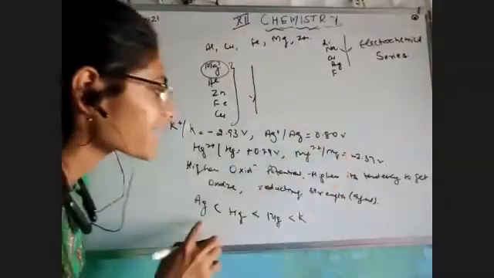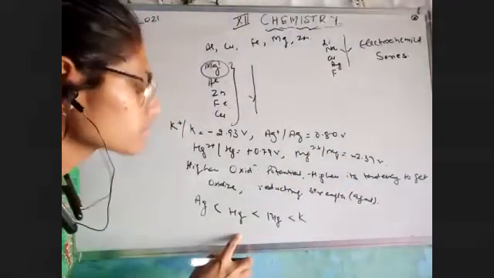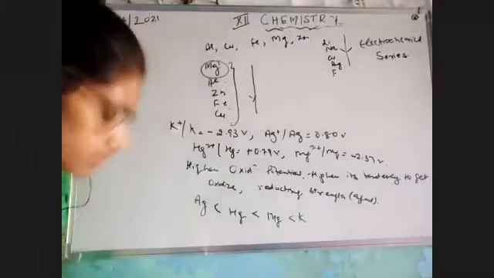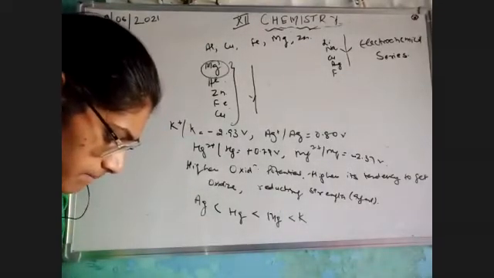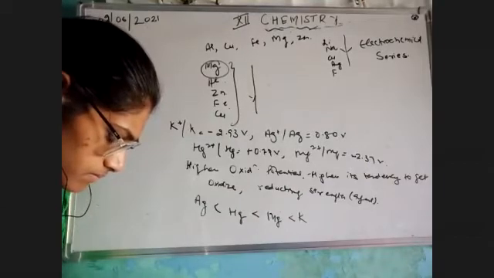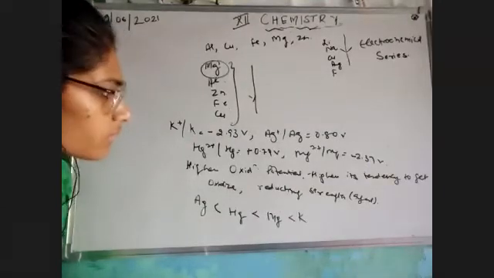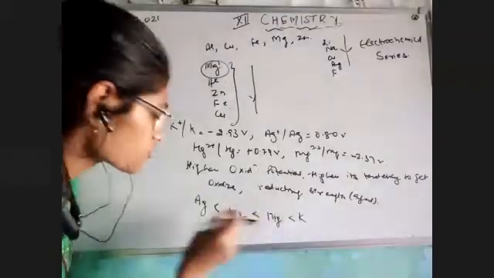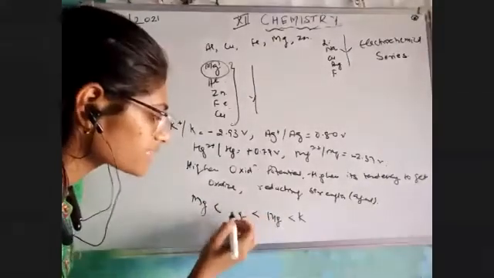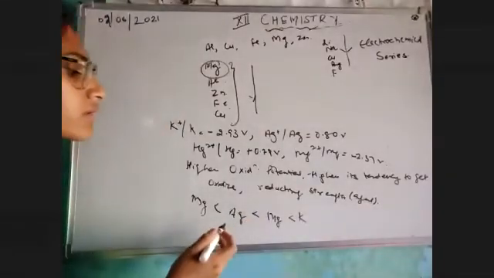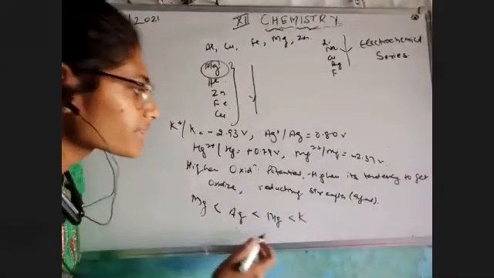Mercury is 0.80, then mercury is 0. I have done something wrong. Okay, I think there should be magnesium then mercury, because the magnesium value is lesser than mercury. Okay, so silver.